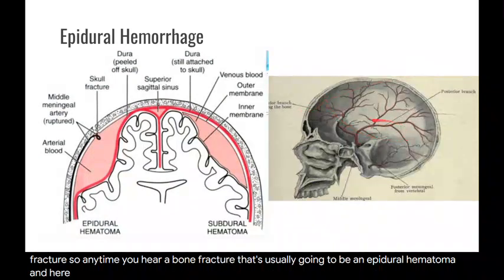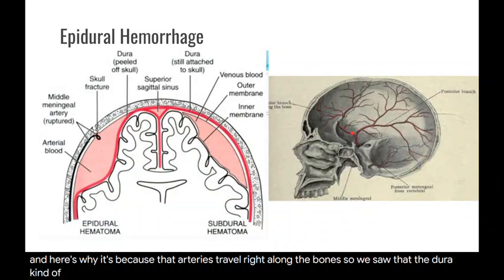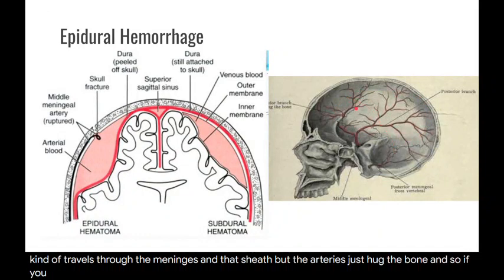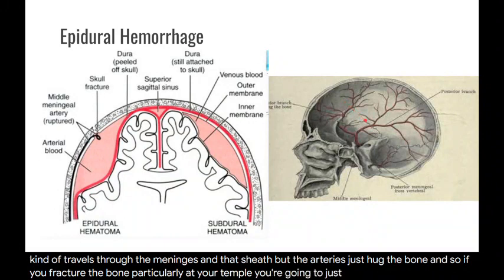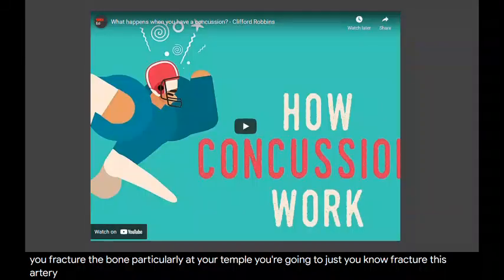And here's why. It's because the arteries travel right along the bones. So we saw that the dura travels through the meninges in that sheath, but the arteries just hug the bone. And so if you fracture the bone, particularly at your temple, you're going to fracture this artery. Let you guys look at that on your own.